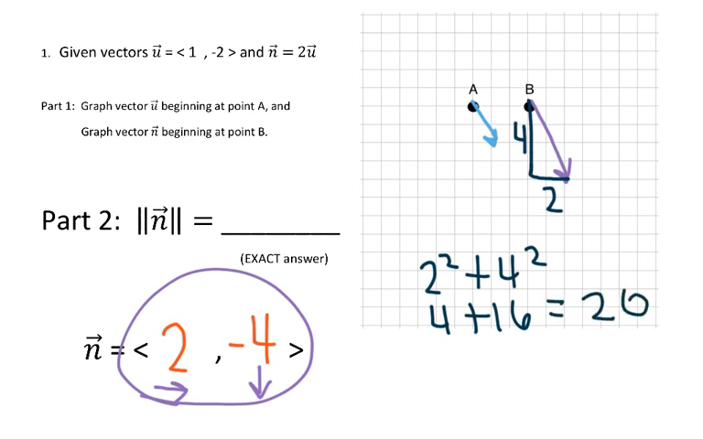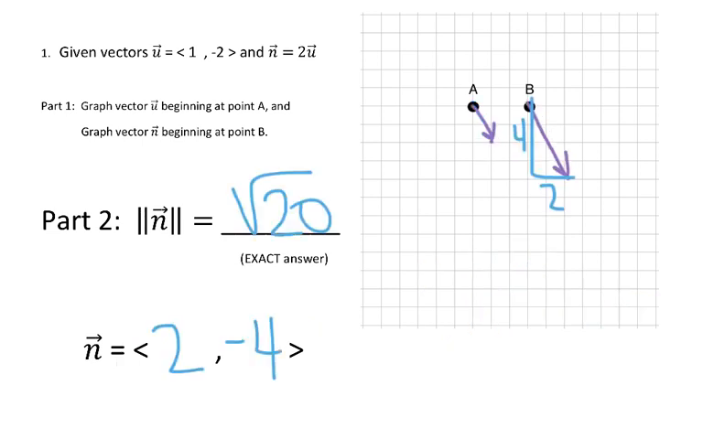My final step is that I take the square root. Now, I do want an exact answer, so I'm going to be leaving my answer as the square root of 20. Now, one thing I want to show you, because I know that a lot of you have figured this out, but some of you may have forgotten it by now, you can use your component form to find the magnitude.